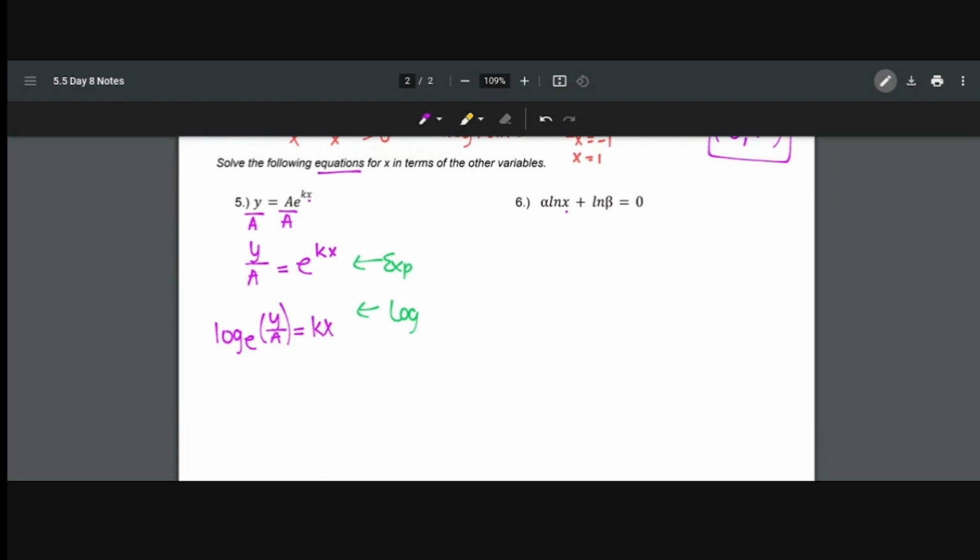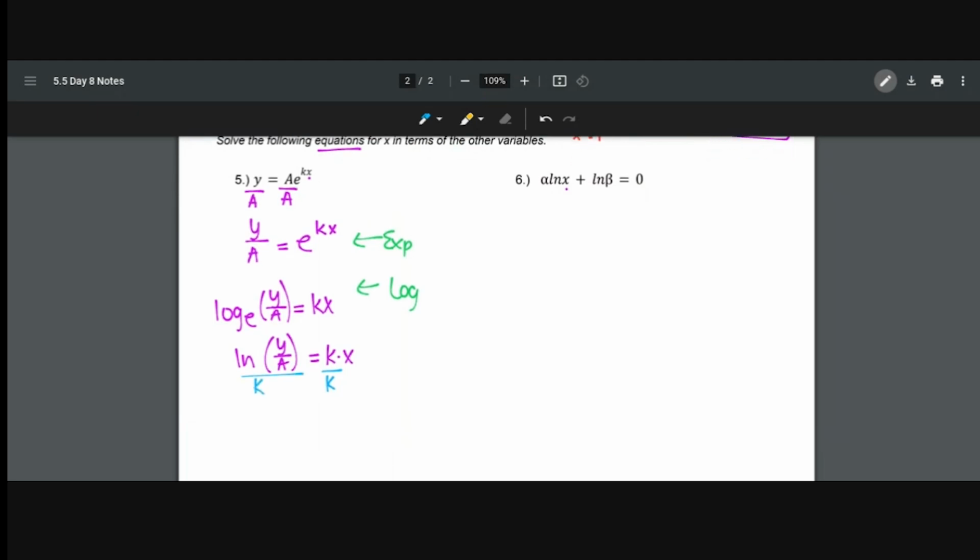All right, and a better way to say log base e would be natural log of y over a is equal to k times x. And then I just need to solve for x. So we just need to divide both sides by k. And then I should get my final answer. So natural log of y over a, all over k, is equal to x. And then I should be done. It just says solve for x. So we're finished. All right, in problem number 6, this one is log form, right?